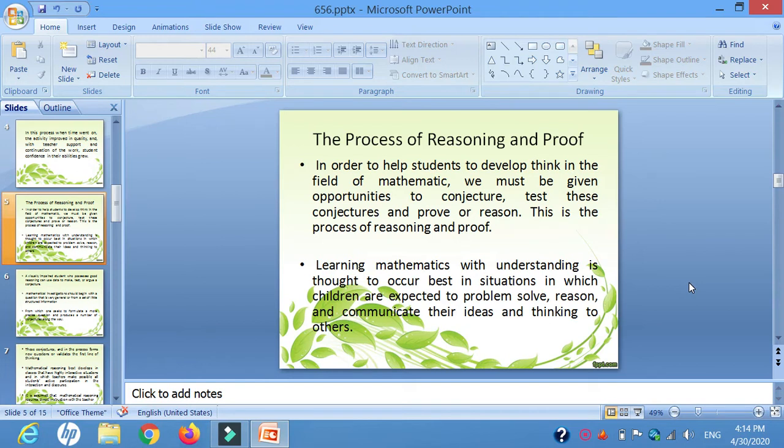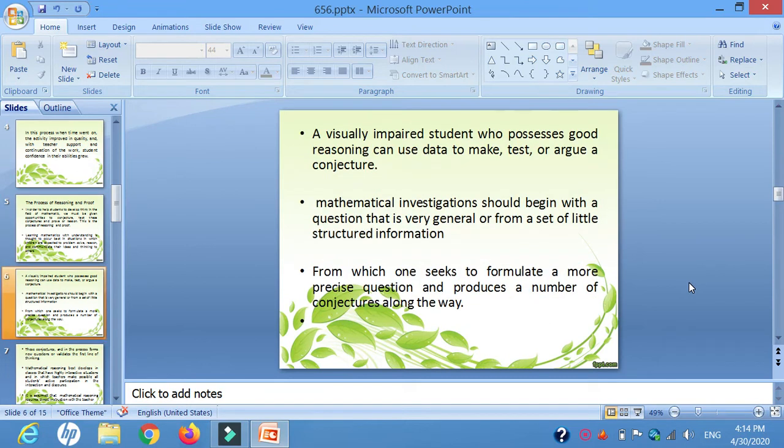Learning mathematics with understanding is thought to occur best in situations in which children are expected to problem solve, reason, and communicate their ideas and thinking to others. A visually impaired student who possesses good reasoning can use data to make, test, or argue a conjecture.